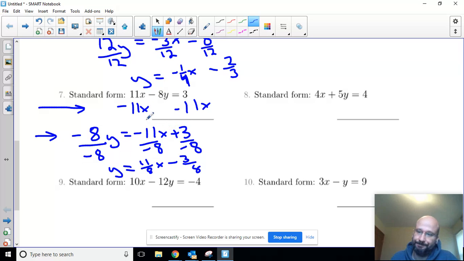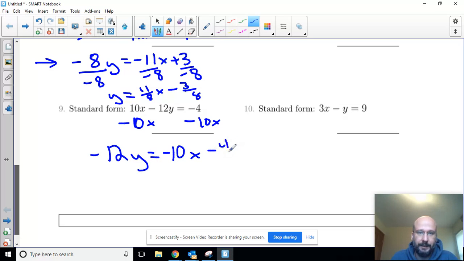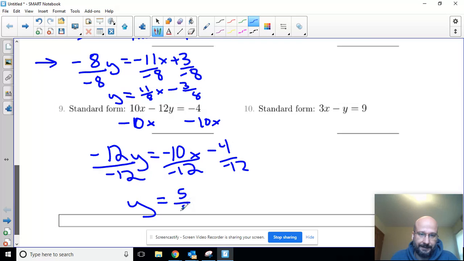2 steps, one more, and then this will be it for this video. I'm going to subtract 10x over. I have negative 12y equals negative 10x minus 4. I'm going to divide by negative 12. I'm going to have y equals, this is 5/6 positive, and this is positive 1/3. Simplifying the fractions is something that Desmos will do, so that's not an issue.